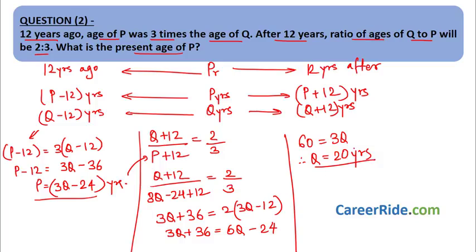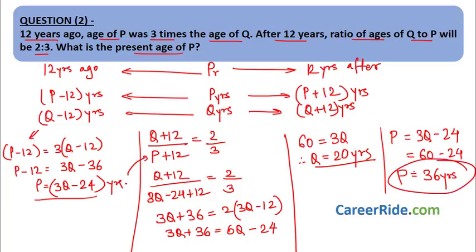So the present age of Q is 20 years. So what is the present age of P? P is nothing but P equal to 3Q minus 24. So 3 into 20 is 60, minus 24, that is equal to 36 years. So the present age of P is 36 years.